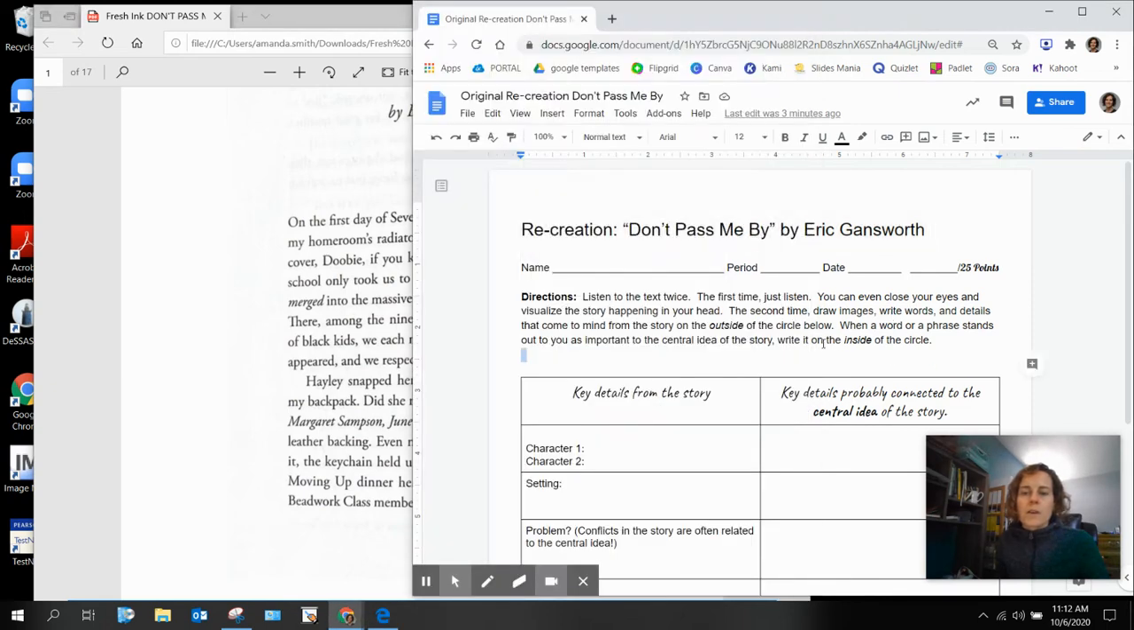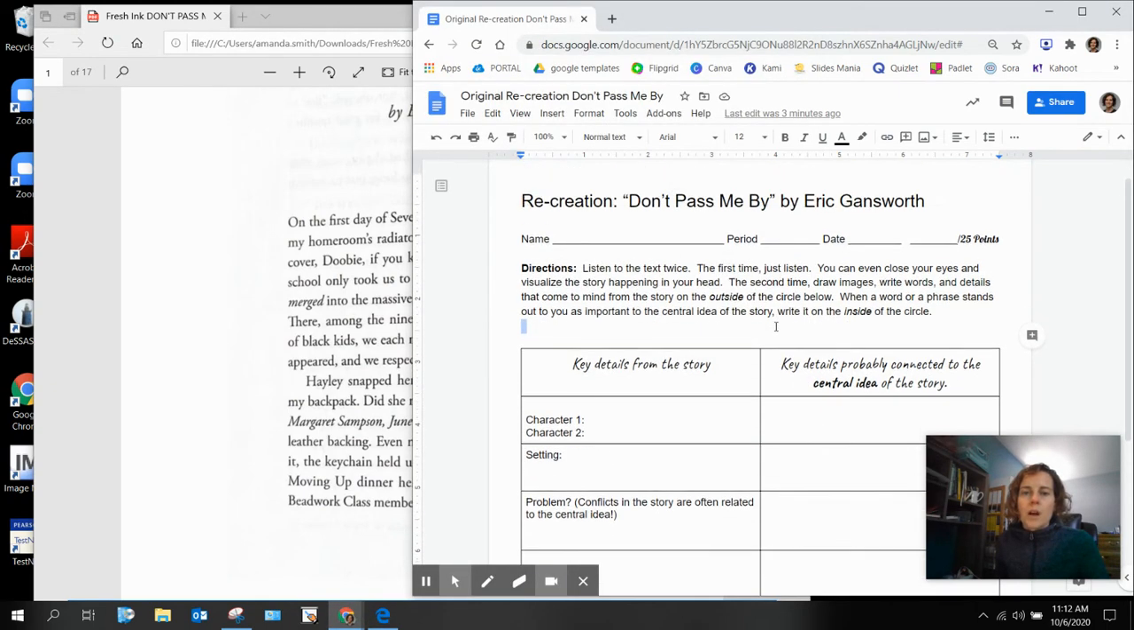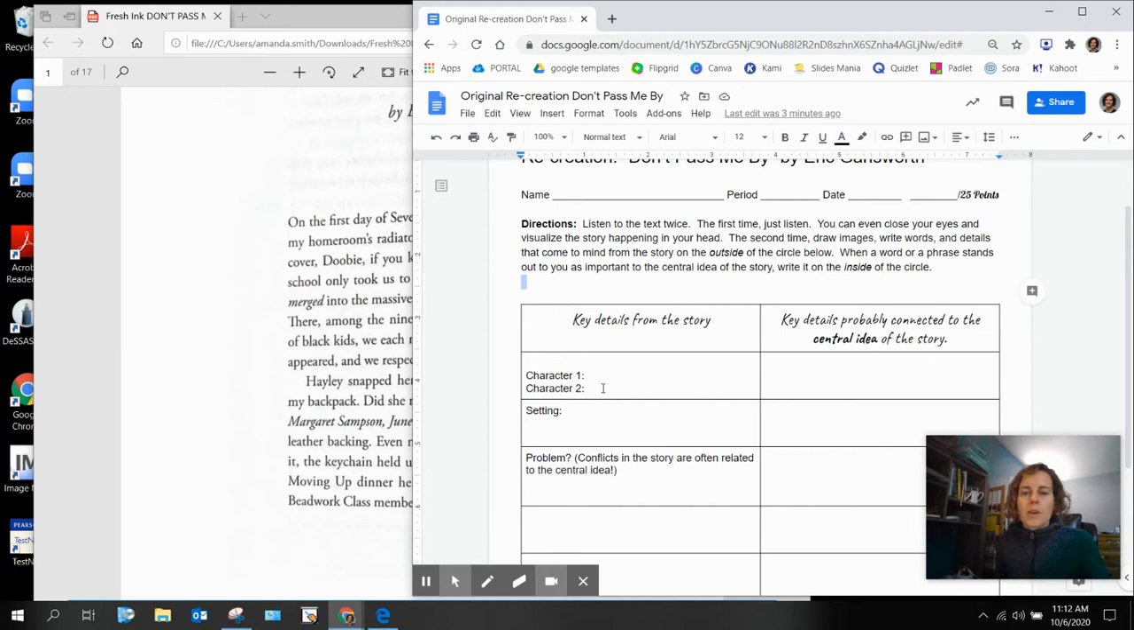So we're going to start reading and go through the recreation together a bit. So we'll be noting the characters, we'll be noting what the setting is and the central problem in the story. And then when something pops out to us as probably being a very central idea of the story, we're going to write it over here. Okay, so key details over here, and then really important key details over here.